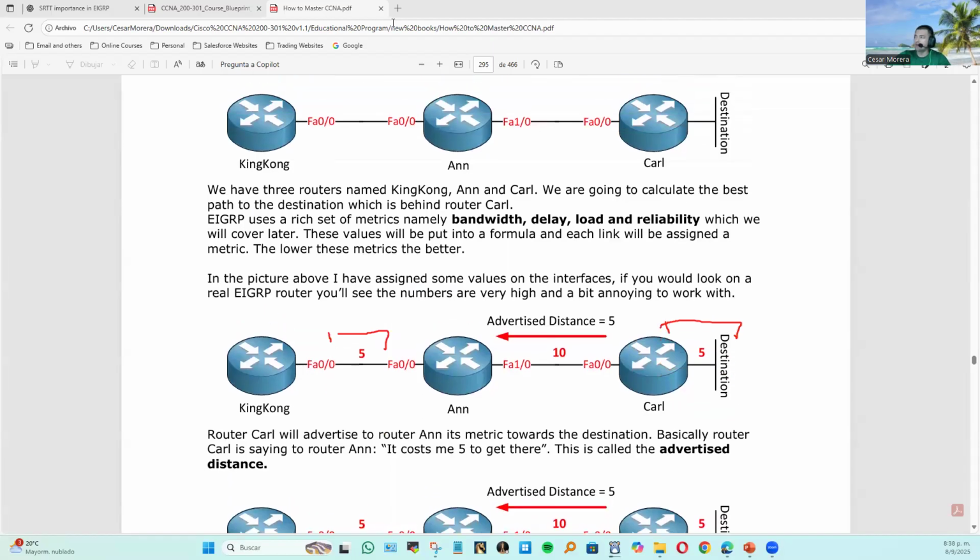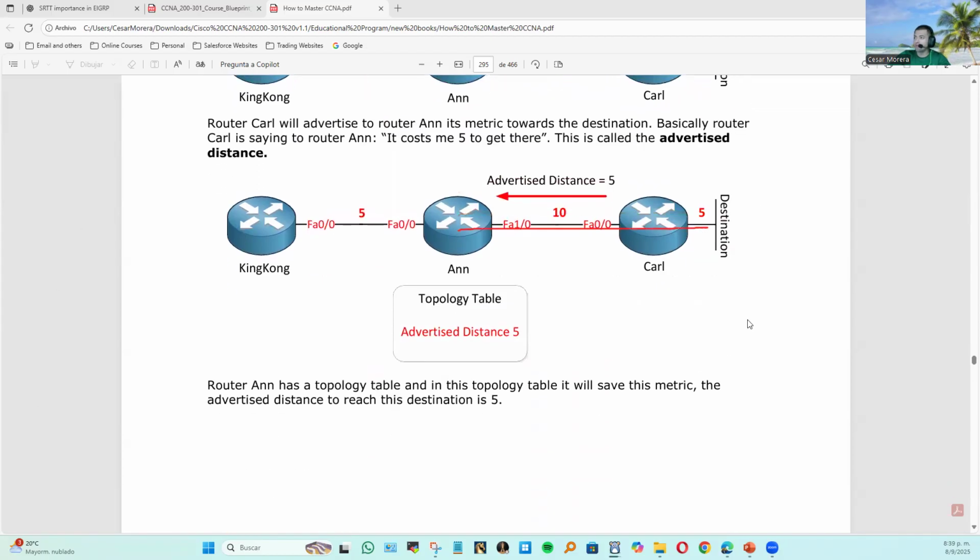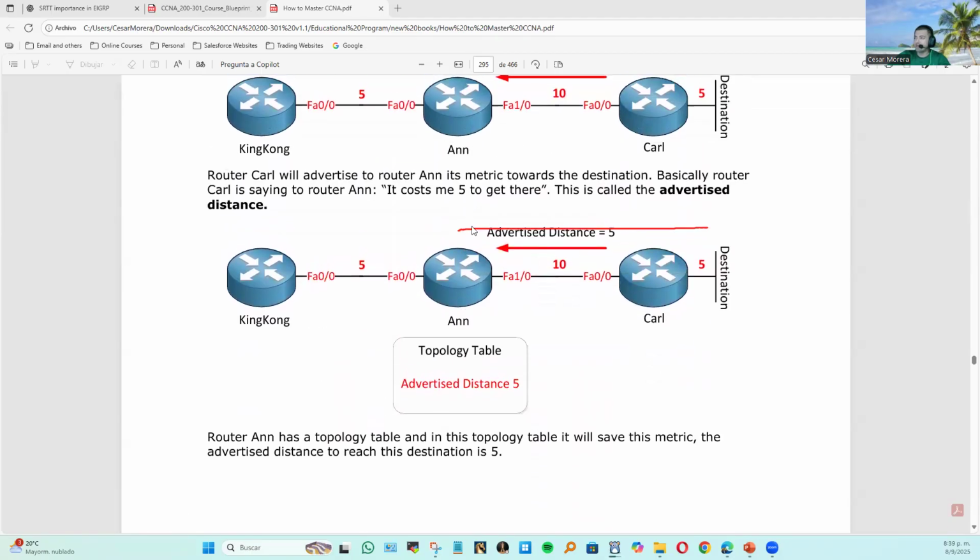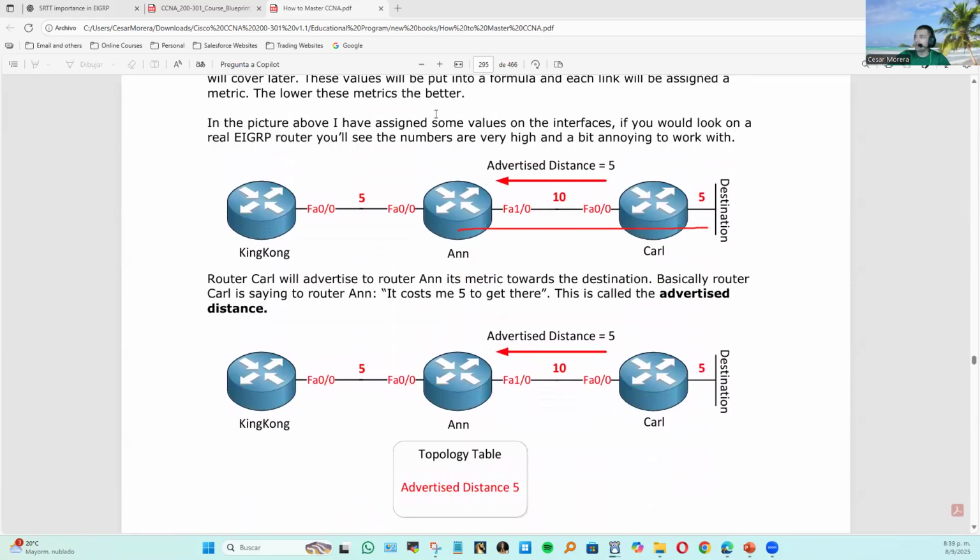Okay, let's go ahead and clear the drawings for a moment and try to understand this better, because it might be a little confusing at the beginning. We already went over bandwidth, delay, load, and reliability. Those are some of the metrics for EIGRP. What else do we have here which is important? The distance for this one is 5. So let's validate why real quick.